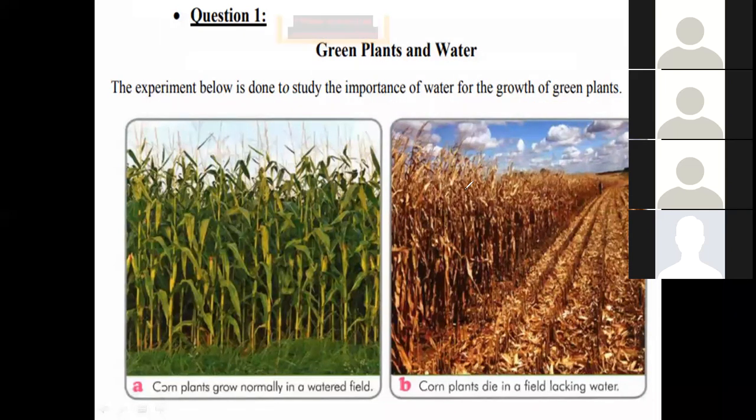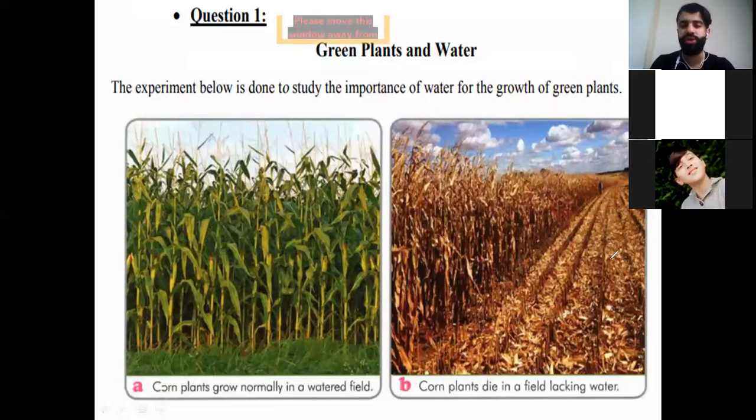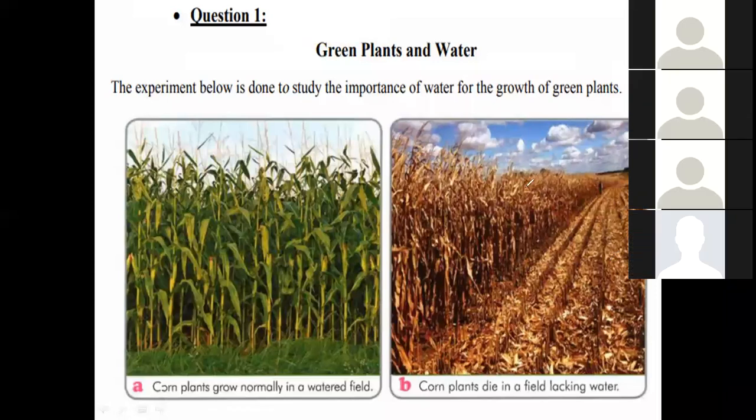Let's move now to the second. What is the posed problem here? I need new hands. Let's move now to Adam Arauni. Yes, Adam. What is the posed problem here? The posed problem is: what is the importance of water for the growth of green plants? And what do we have to put at the end? Question mark. Very good. Excellent, Adam. So Adam said the posed problem should always be in the form of a question. So what is the importance of water for the growth of the green plants? Let's move now to Karam Atwi. Karam, good morning.